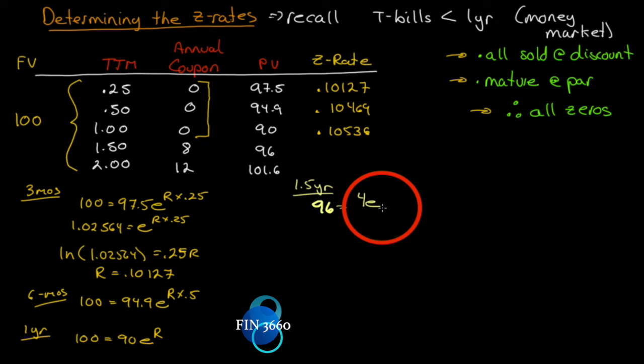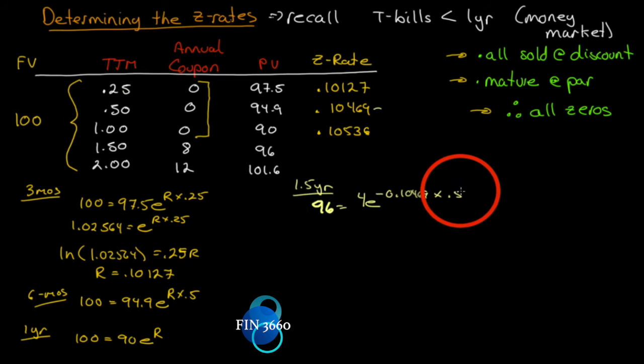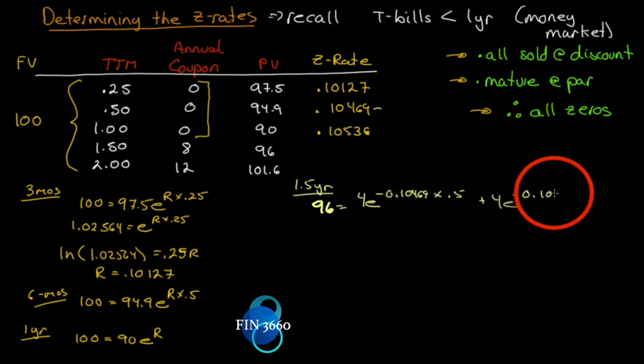Well, what is the 6 month zero rate? Here it is right here, at the negative 0.10469 times 0.5. Plus we're going to get another $4, and we're going to want to discount that at the 1 year spot, which here it is right here, negative 0.10536 times 1.